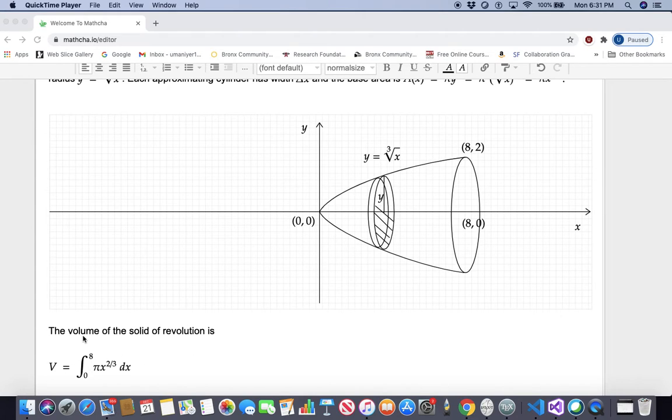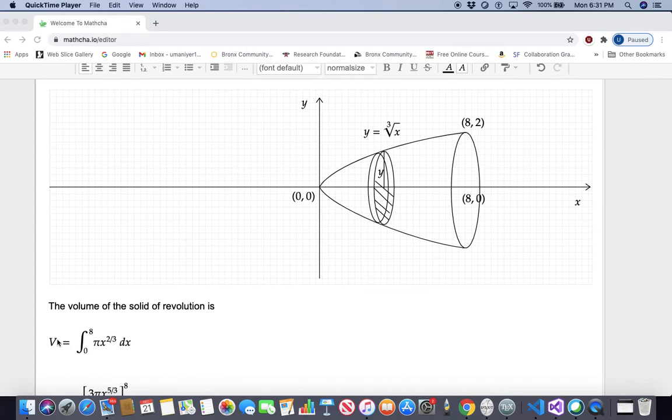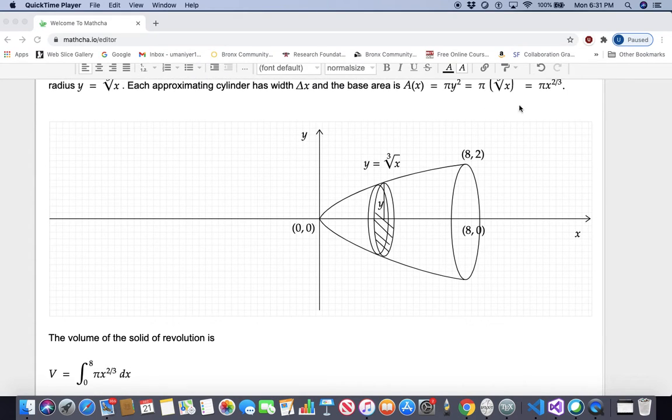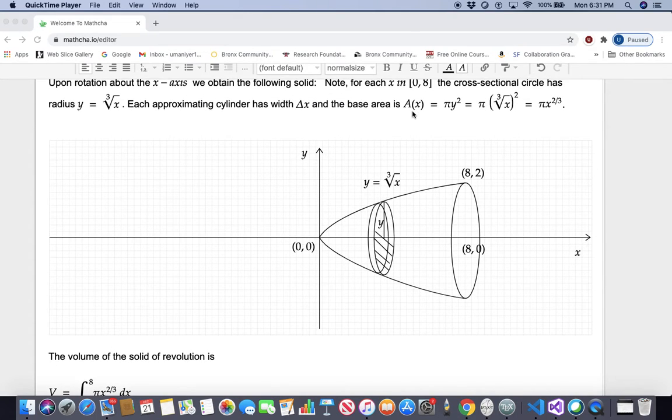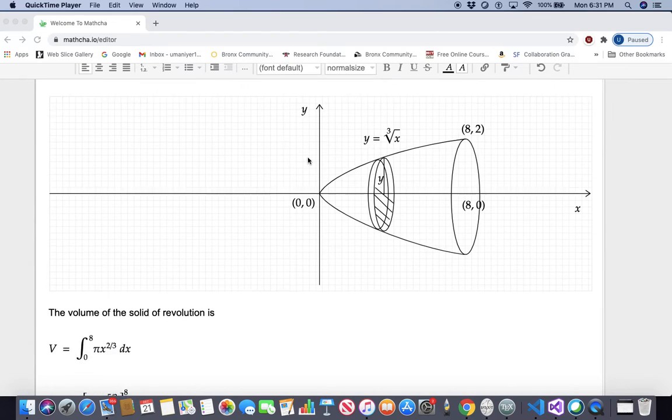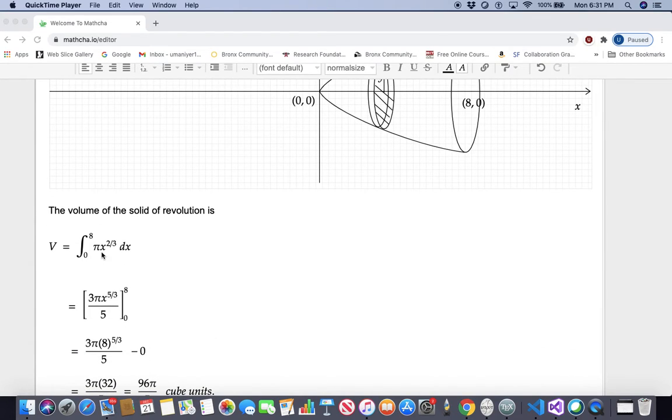Once you have the cross-sectional area and the interval, you are set to compute the volume. The volume of the solid of revolution, V, is the integral from 0 to 8, because you are going on the x-axis from 0 to 8. That's why you are integrating with respect to x, of the cross-sectional area, that is pi x to the 2/3. So now that you have set up the problem, you can proceed.